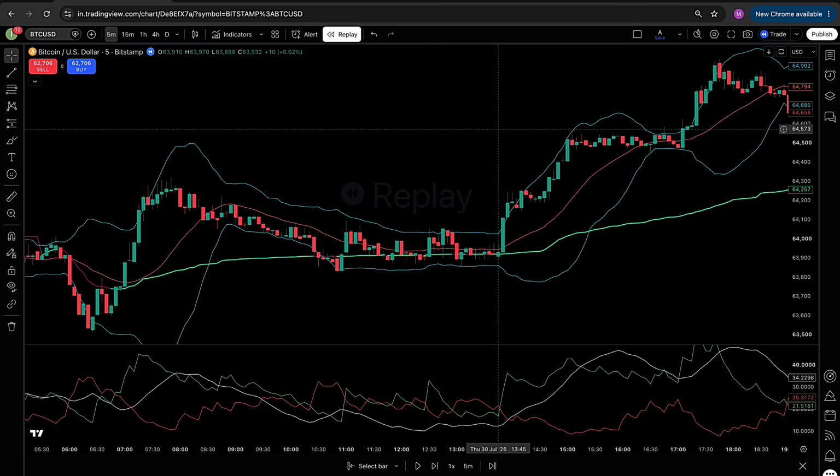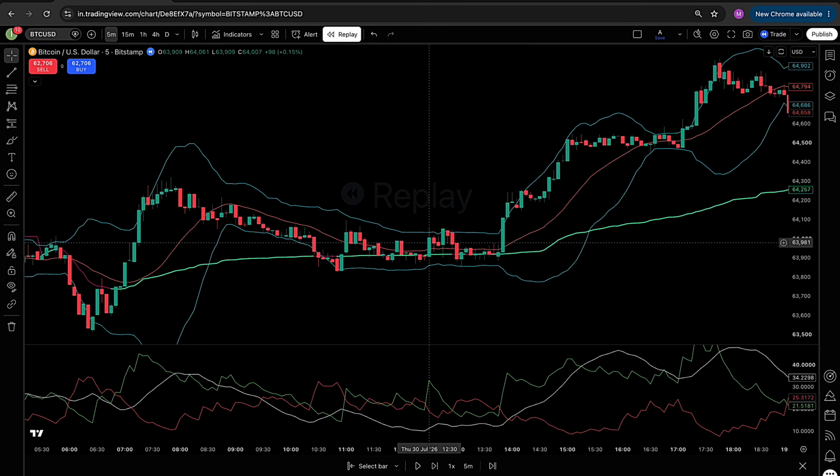Now, let me tell you about the buying side. The first condition for the buying side will be that there should be a candle that closes above this average. So here you can see it closed above. Here too, you can see it closed above. Here as well, it closed above. And here too, you can see it closed above. All four of these candles closed above here.